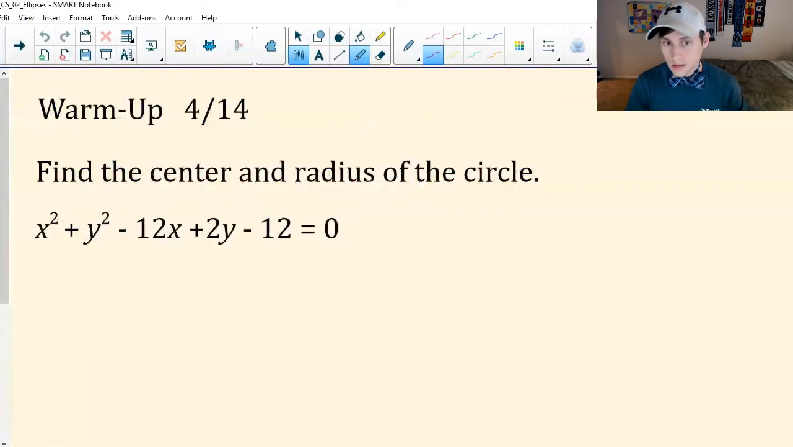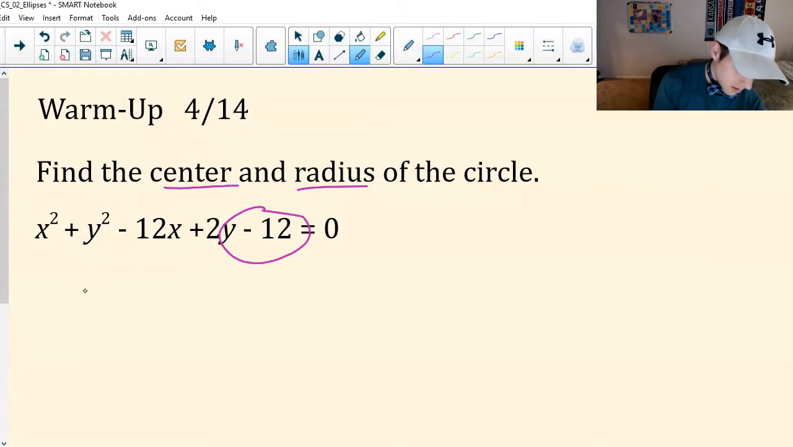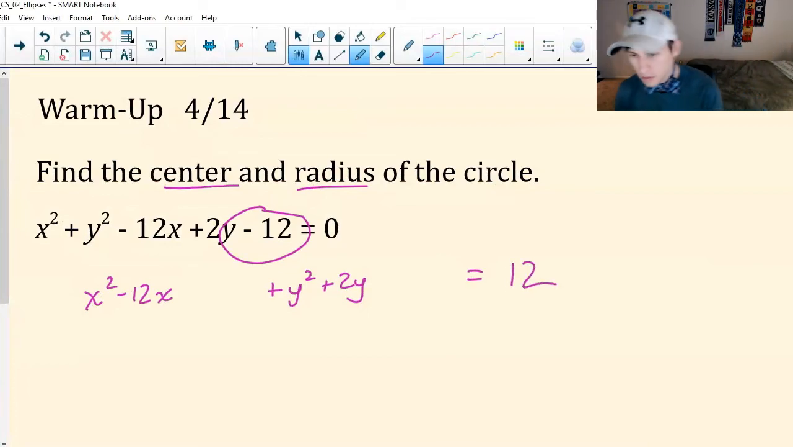So let's jump into our warm up. From yesterday, this is basically like our last two problems that we did. Find the center, find the radius. So what that means is we need to take this from general form, put it into standard form. So let's first take this, move it over to the right side. And on the left side, we will group our x's together, group our y's together.